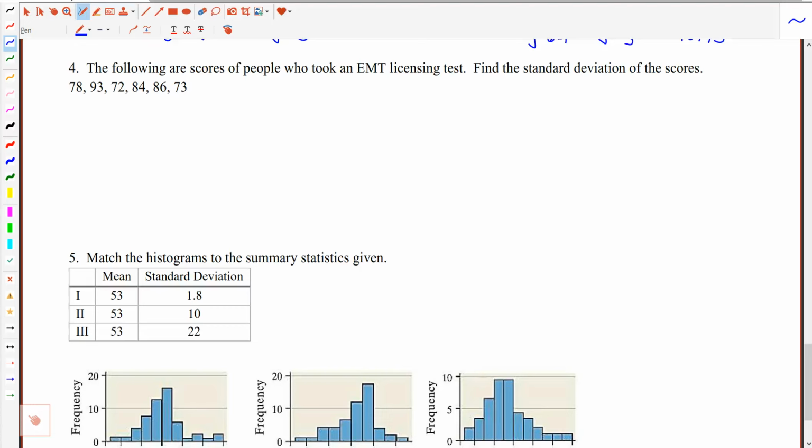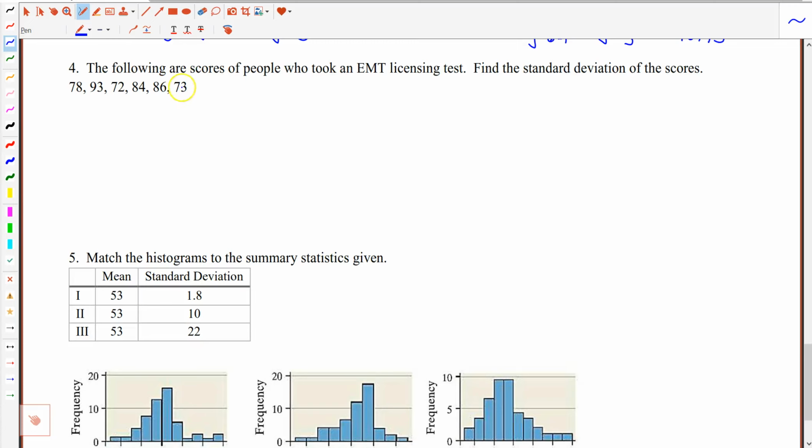Let's take a look at a couple more examples involving standard deviation. The following are going to be scores of people who took an EMT licensing test. Let's find the standard deviation of these scores. The scores are 78, 93, 72, 84, 86, and then another 73.